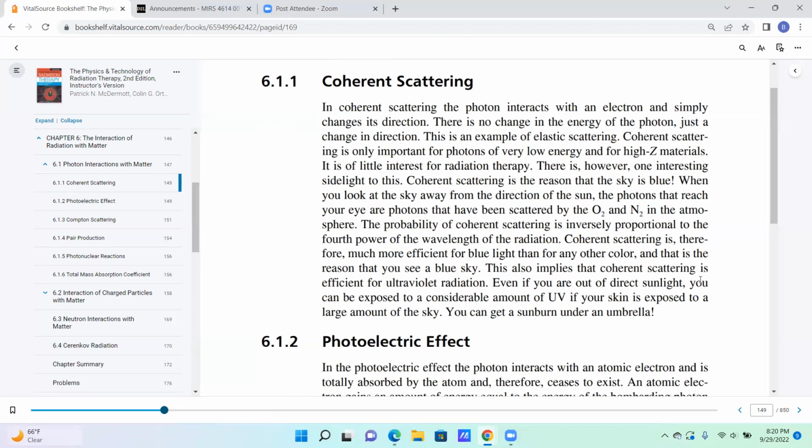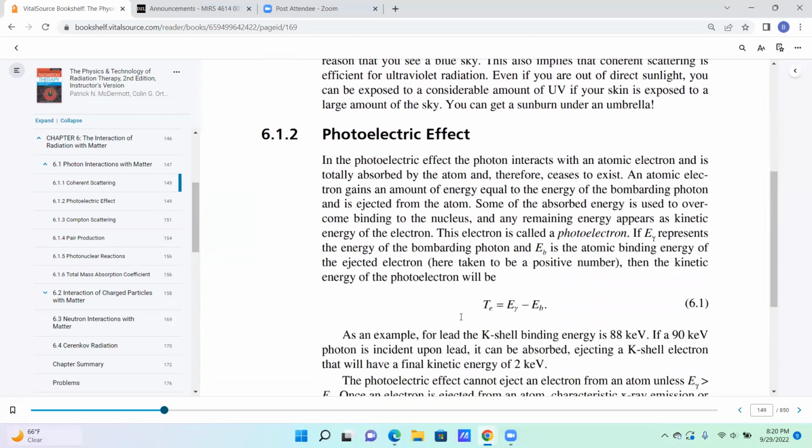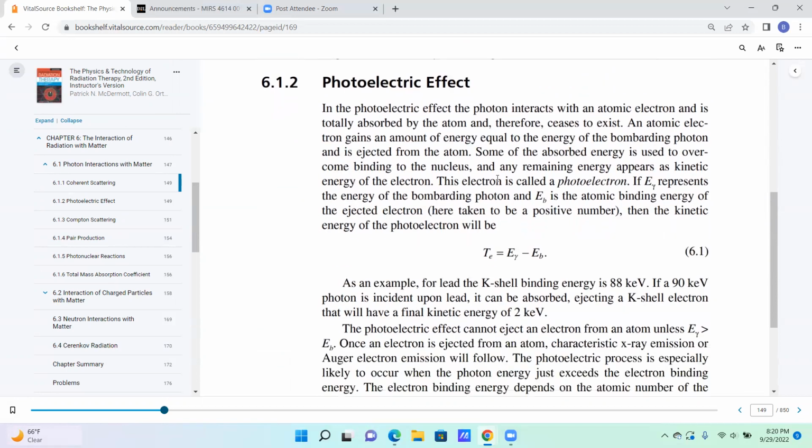This also implies that coherent scattering is efficient for ultraviolet radiation, so even if you're out of the direct sunlight, you can be exposed to a considerable amount of UV if your skin is exposed to a large amount of the sky. Now, that's coherent scattering, not something we're really all that interested in. However, we're starting to look at the photoelectric effect, and this will be something that we're interested in looking at.